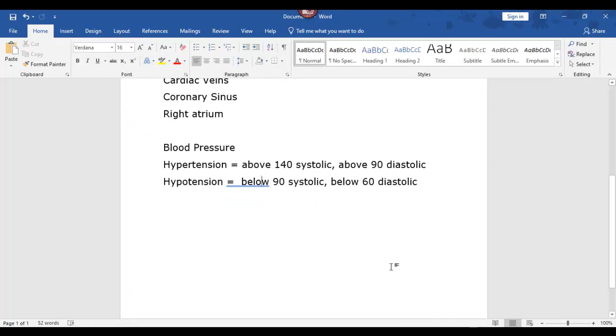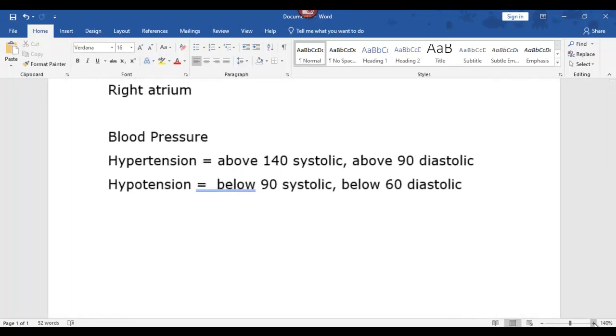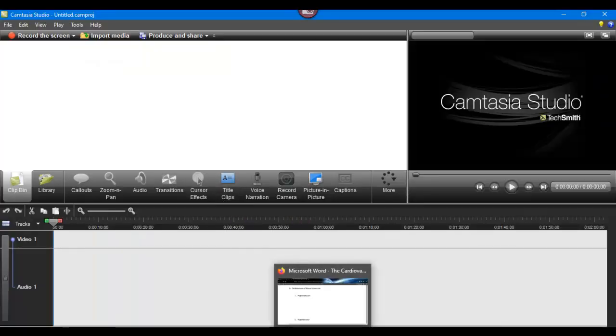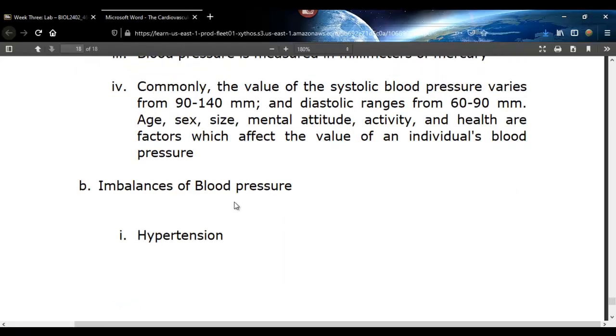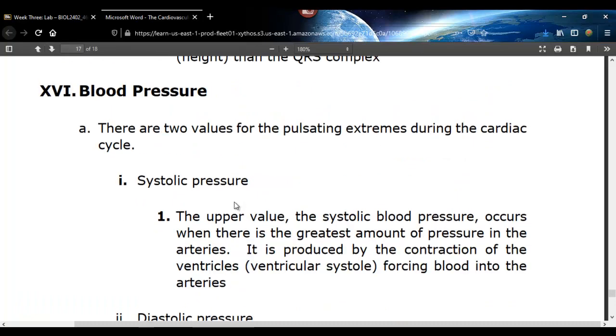Here they are. And let me make this a little bigger. Hypertension, or hypertensive, is considered above 140 on the systolic, and this is going to vary sometimes, but this is what we're using. Above 90 on the diastolic. Hypotension is below 90 on the systolic and below 60 on the diastolic, which would be miserable, I would think. Anyway, so that is blood pressure.